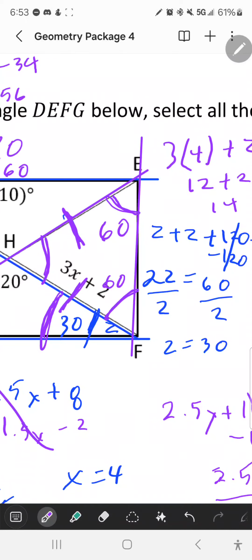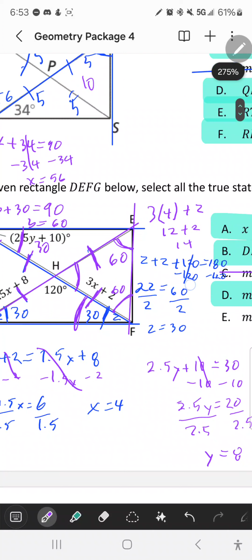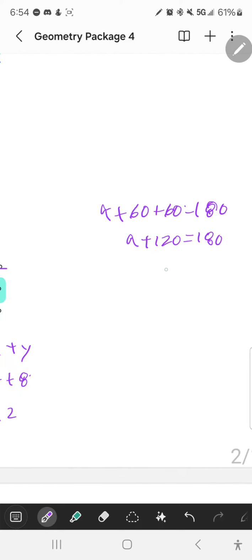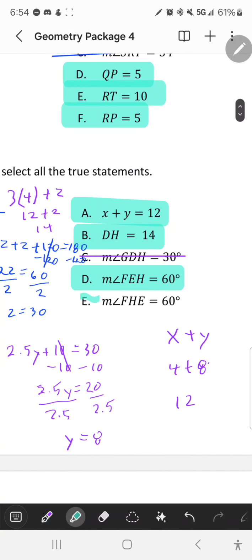It's an isosceles triangle, so the two base angles are equal. You're just missing this angle that I'm going to call A. So A plus 60 plus 60 equals 180. So A plus 120 equals 180, and I subtract 120 from both sides and I get A equals 60. And here we go. This is also true.